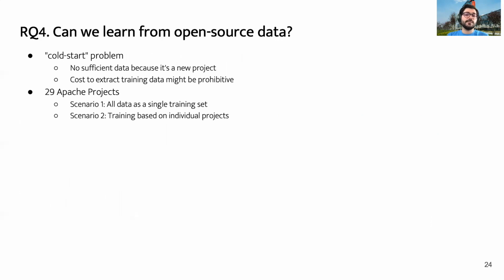Finally, we explored whether we can train a model based on open source data in case there is no training data available. And for that, we used data from Apache projects. So in one experiment, we combined all data sets together as a single training set. And in another experiment, we trained the models based on the individual projects.